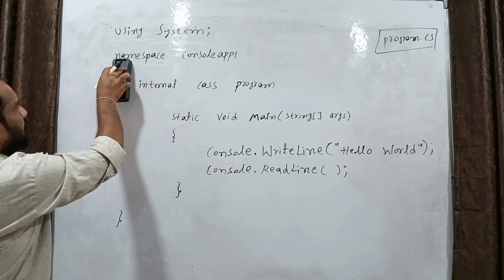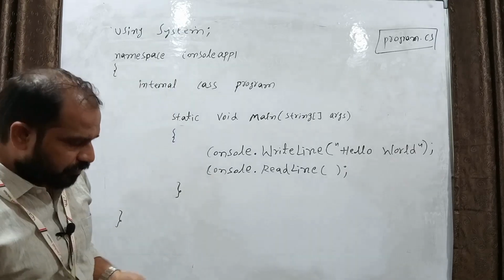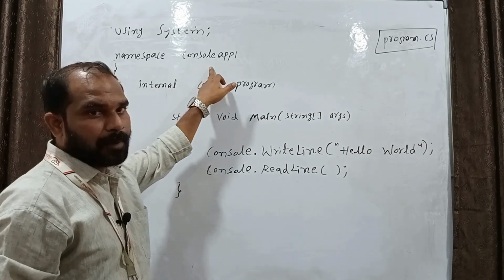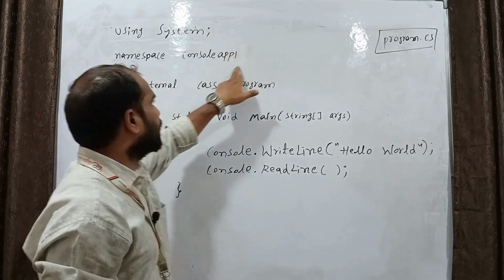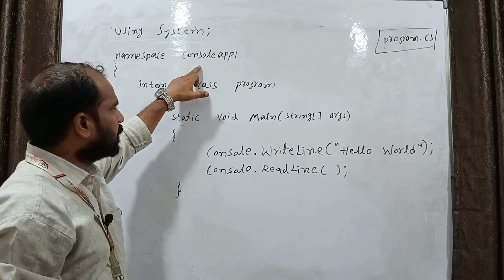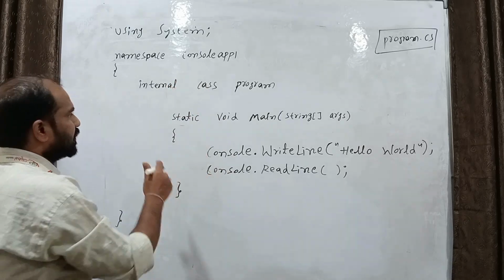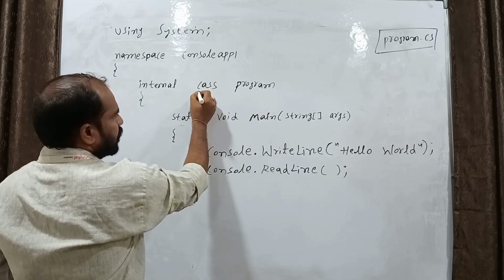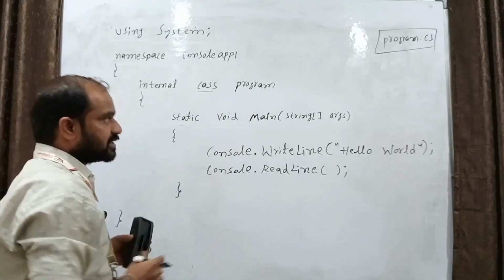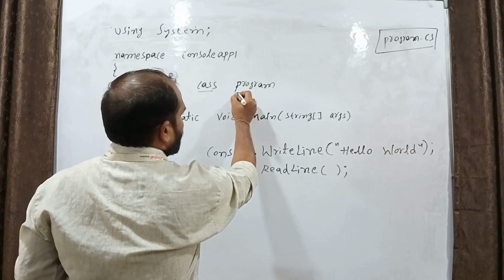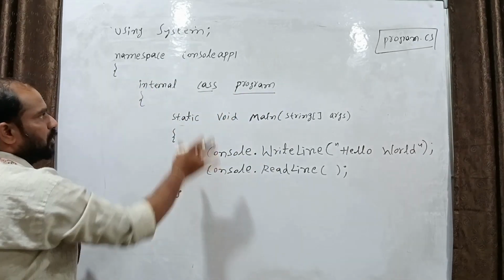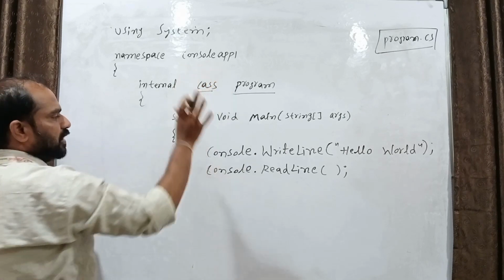Here you can observe, when you execute this program, this namespace ConsoleApp1. This is the name of the namespace. Under this namespace, we have created one class. What is the class? Program. Class is a keyword which is used to create classes in the C sharp program. Program is the name of the class. So this is the only class available under the ConsoleApp1 namespace.